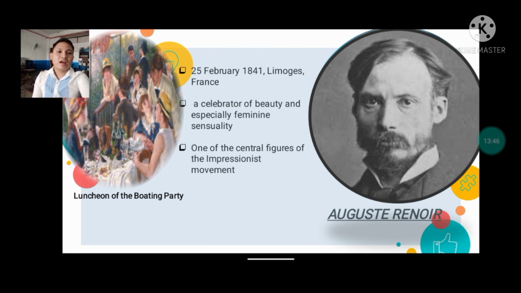Next, we have Auguste Renoir. So, pinanganak po siya noong February 25, 1841 sa Limoges, France. A celebrator or collaborator of beauty and especially feminine sensuality.